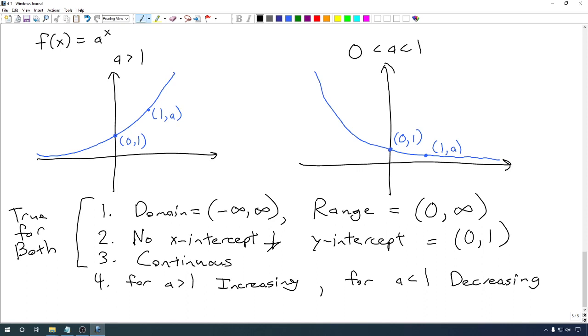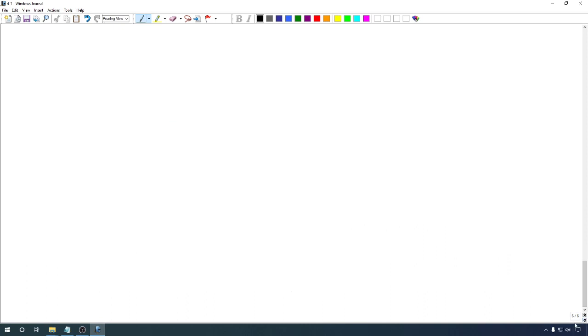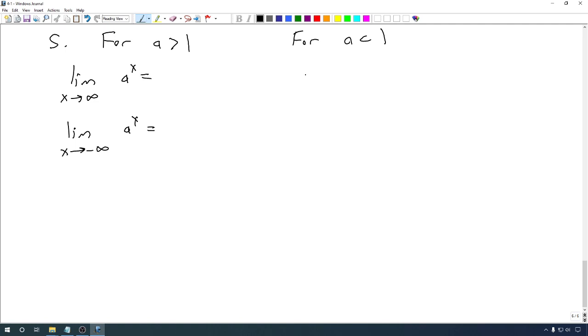I want a little bit more room to write out the next statement, so I'm going to have to write this on the next page. So property 5, we're going to have two cases: for a greater than 1, and for a less than 1. We're going to have limits. Specifically, we're going to talk about the limits at infinity and negative infinity. What happens to these graphs as x goes to the extreme values?